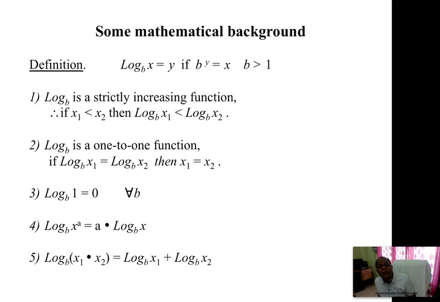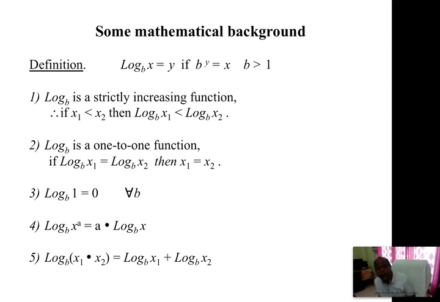Log base b is a one-to-one function. If log x1 to the base b is equal to log x2 to the base b, then x1 is equal to x2. Log 1 to the base b is equal to 0 for all b. Log x to the power a base b is equal to a into log x base b. This is simple high school mathematics, you know it.